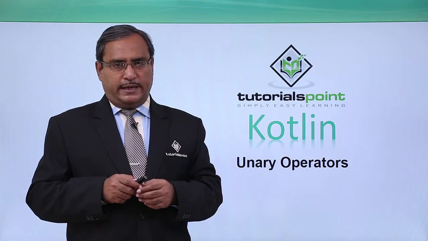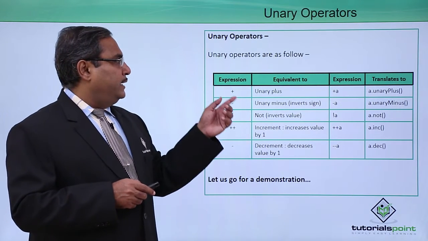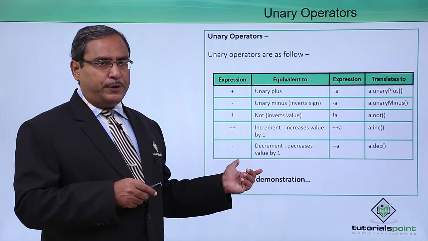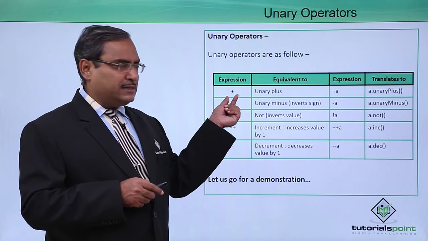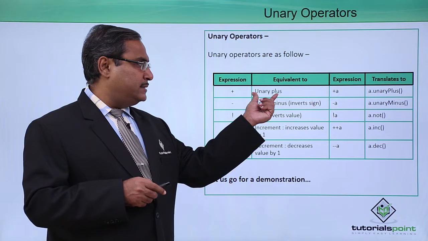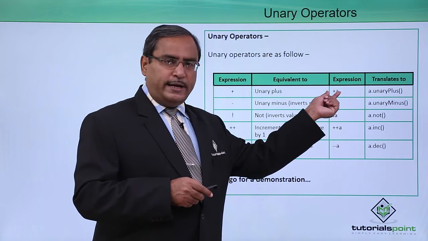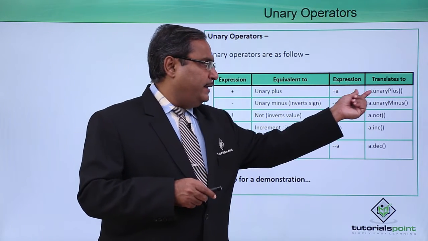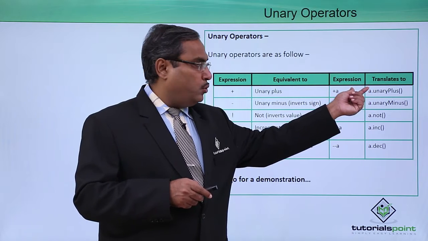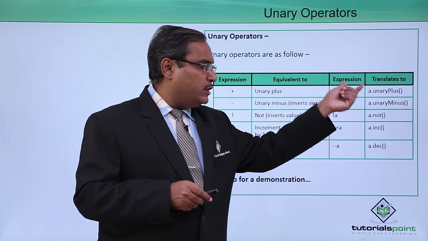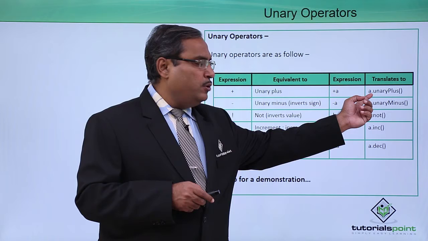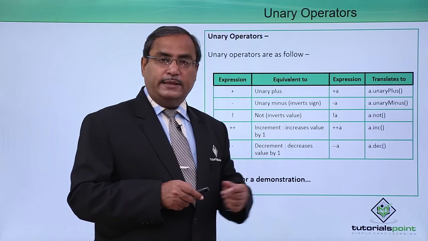Unary operators in Kotlin. So here is the list of unary operators. The expression is plus, which is unary plus, and the expression will be written as, say, plus a, and it will be translated internally to call this method, that is a dot unaryPlus. Remember, u will be in lower case and P will be in upper case.